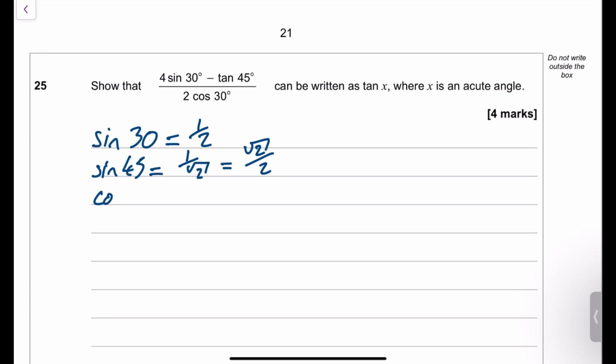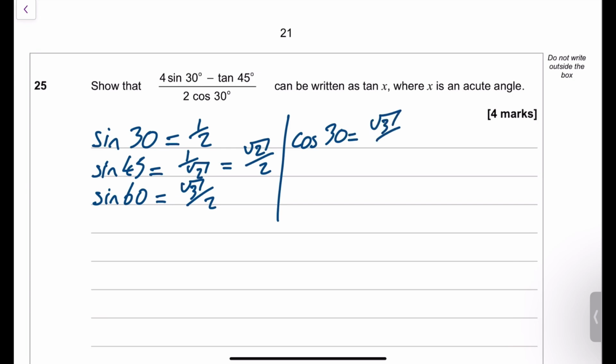And then sine of 60 is equal to root 3 over 2. So they're the exact values of those things. Apologies, root 3 over 2. And then we'll do the cos ones. And there's a reason for me doing it in this order.